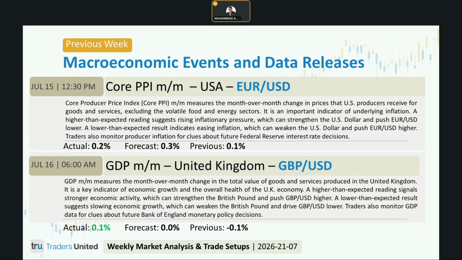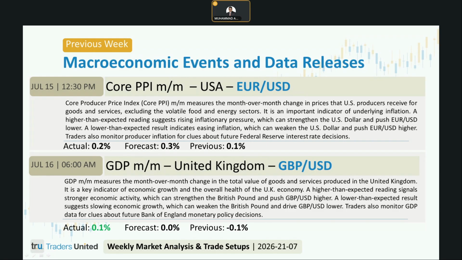The next important news announcement was the GDP month over month in the United Kingdom. The date and time was July 16th, 6 a.m. UTC time. So let's discuss that. What is GDP M over M in the United Kingdom? GDP M over M means month over month, and it measures the month over month change in the total value of goods and services produced in the United Kingdom.